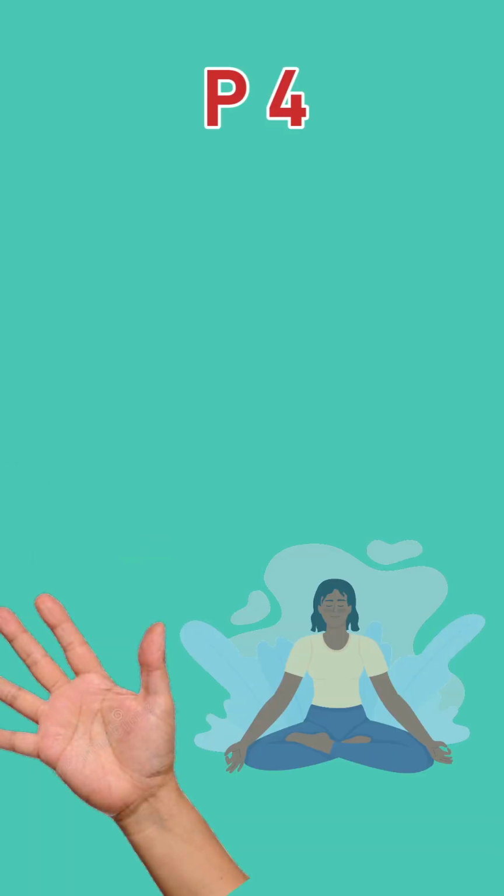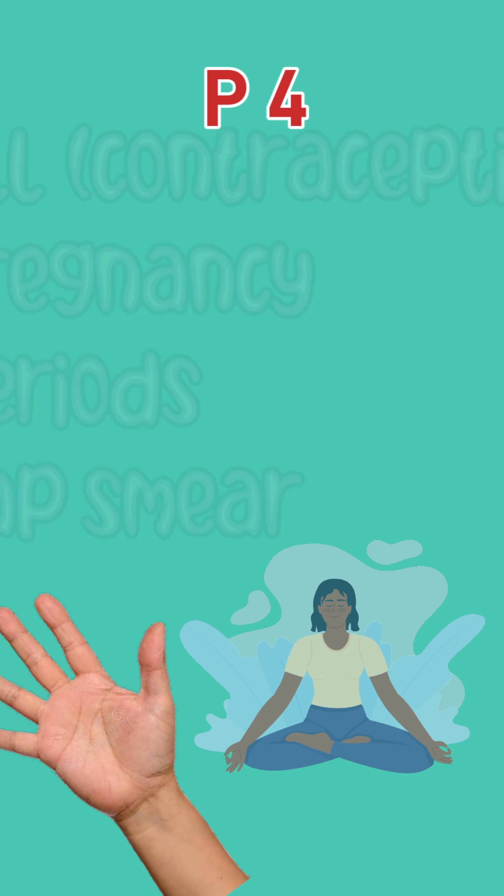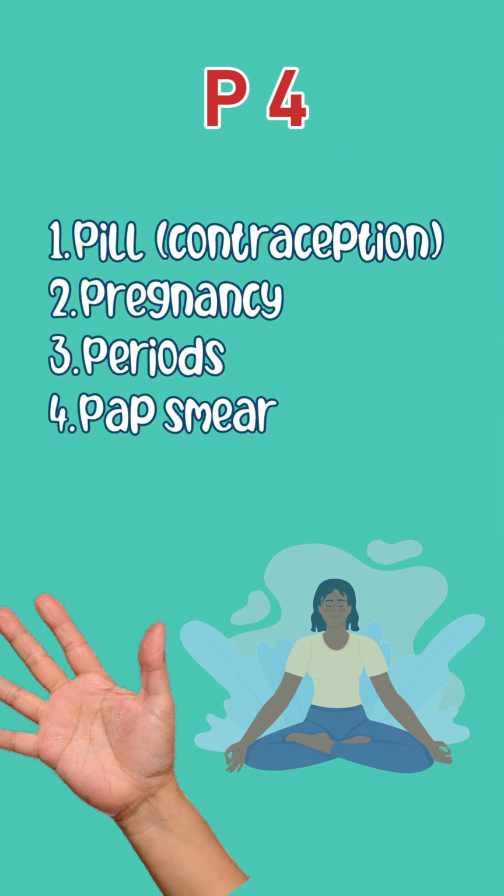If your patient is a female, then you can add P4 to the history, in which you can ask if she is on any kind of contraception, if she is pregnant, or if she has any problem with her periods, and what about her pap smear. You can remember it as 4 P's like pill, pregnancy, periods, and pap smear.